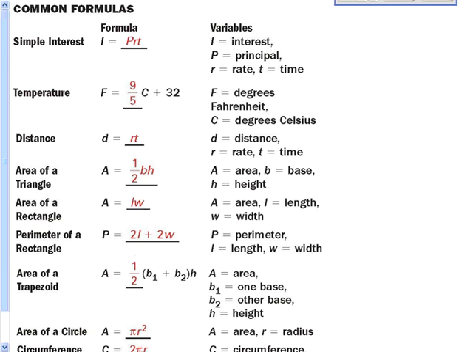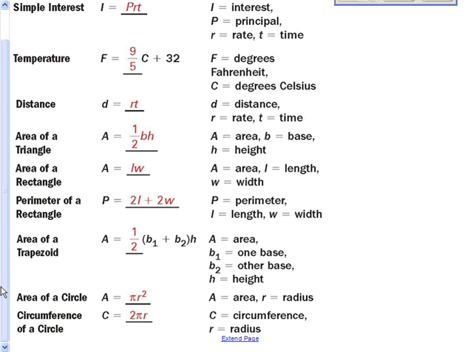Your distance formula, distance equals rate times time. Your area of a triangle, area is 1/2 base times height. Area of a rectangle, length times width. Perimeter of a rectangle, area of a trapezoid. Area of a circle, pi r squared.